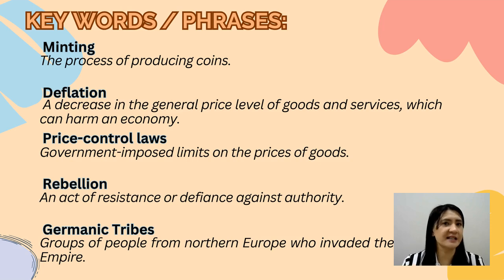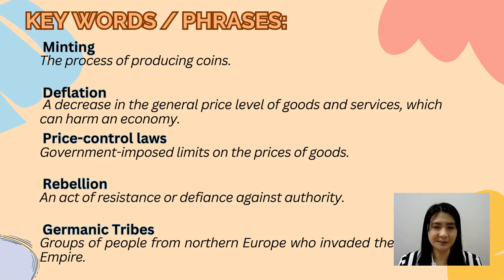To further understand, let's dig into the key vocabulary and some key phrases. You can use these in your essays and discussions about the fall of Rome. First word that we often hear about the topic, minting. Minting means the process of producing coins. So there was an over-minting. The excessive minting of coins led to inflation and economic instability in Rome. Minting.